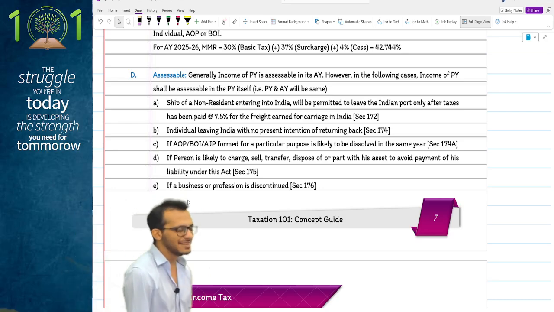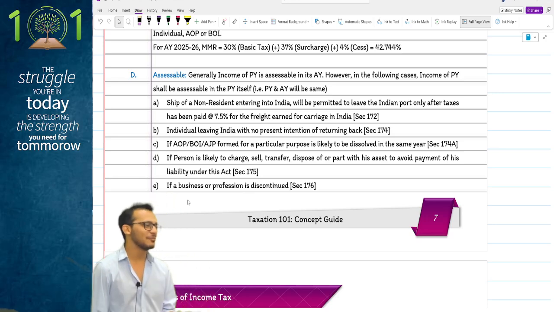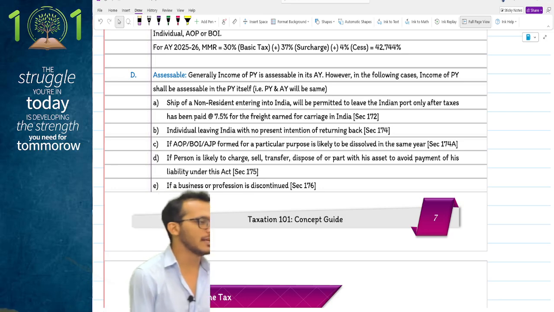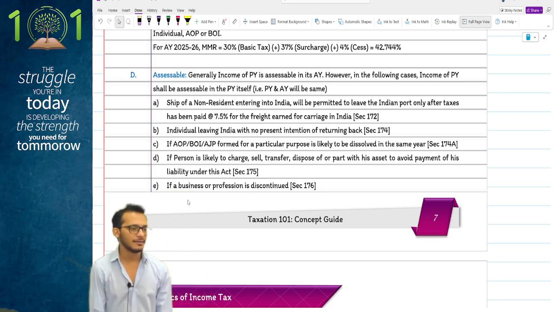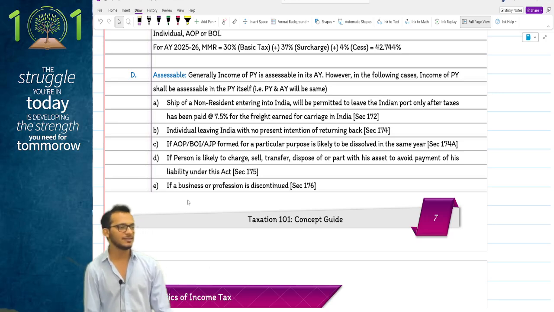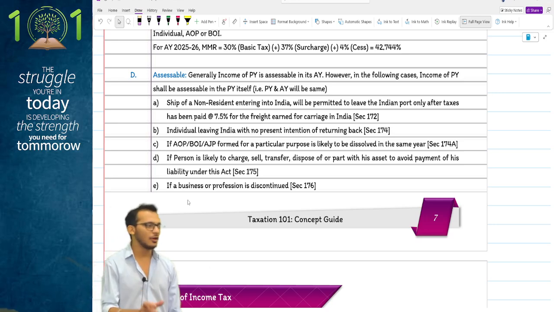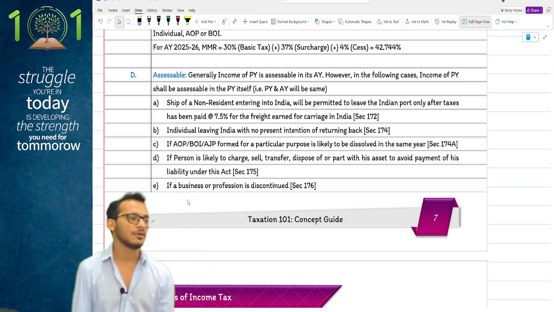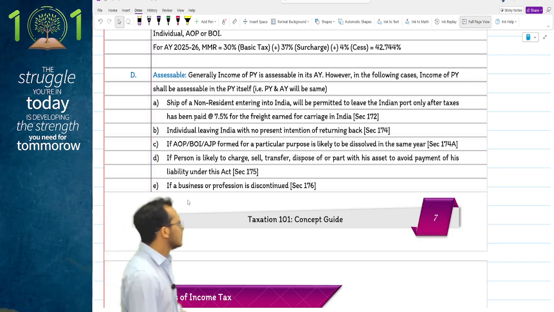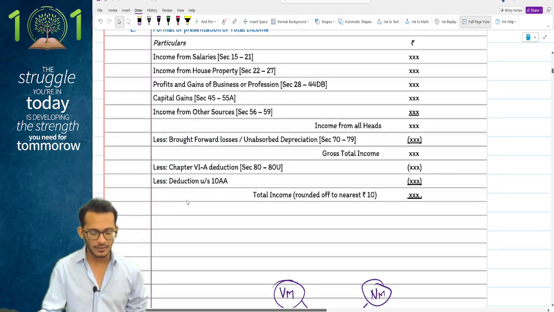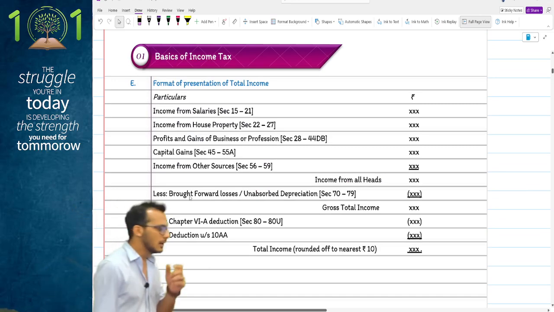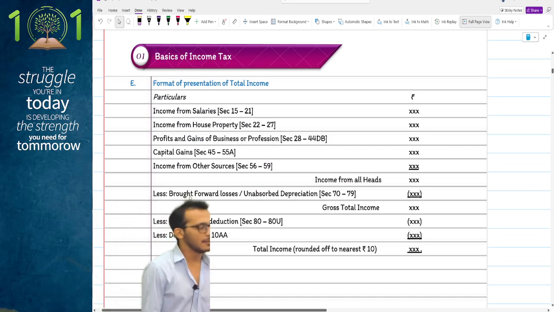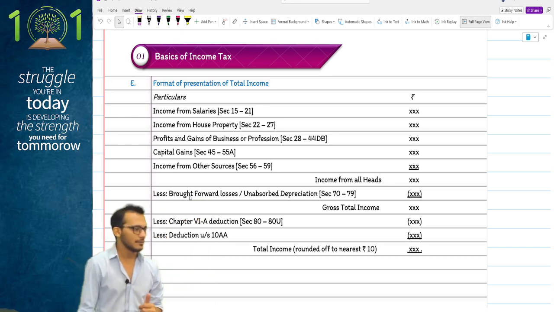What are the 5 heads, people? You have salaries, you have HP, you have PGBP, you have capital gains, and you have IFOS. As a part of final level syllabus, you only have PGBP, capital gains, and IFOS. You do not have salaries and HP in your syllabus, except for a small set of provisions, which I will give to you. Clear to go? Great. This is what your provisions on chapter number 1 look like.